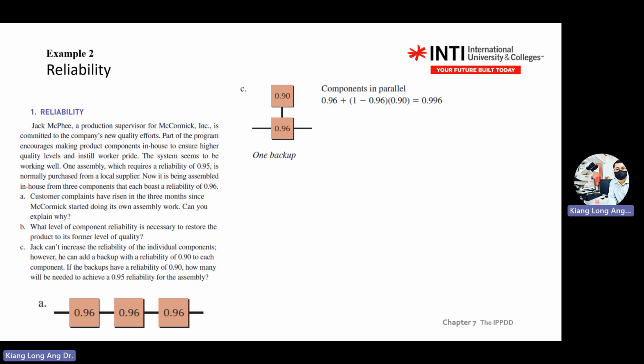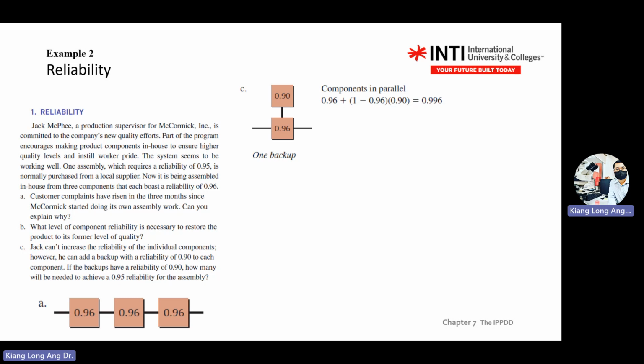So if you use the original 0.96 with 1 backup of 0.9, if you use the parallel equation, you arrive at 0.996. Although it seems the arrangement is a bit different from the general equation. Right? You get 0.996, right? Agree with the mathematical calculation first. Okay. Now you know that 1 backup gives you that one.